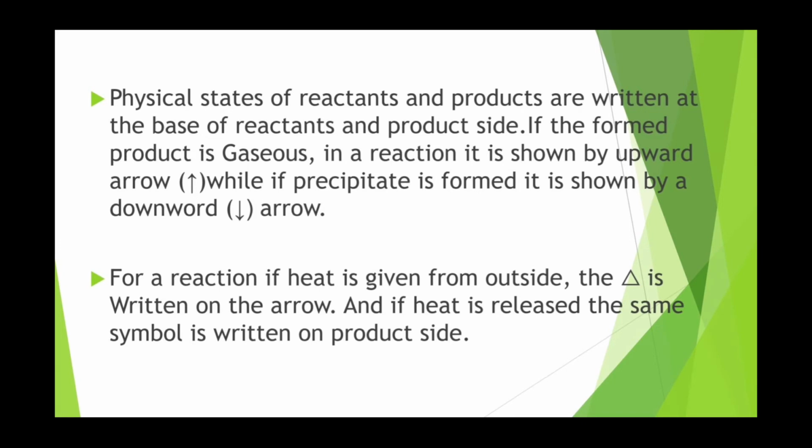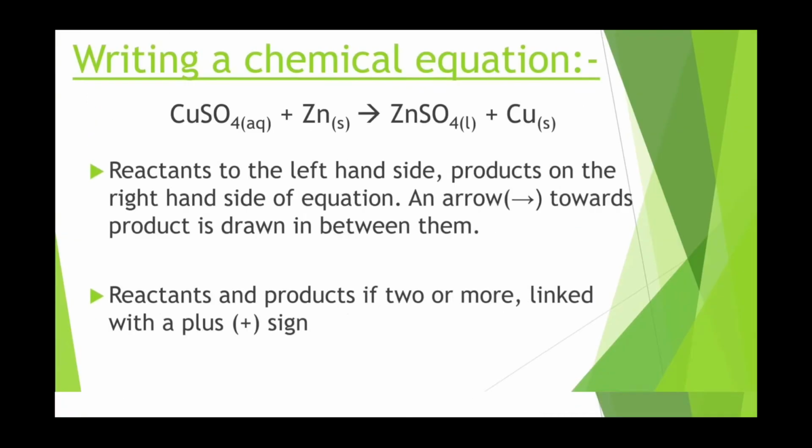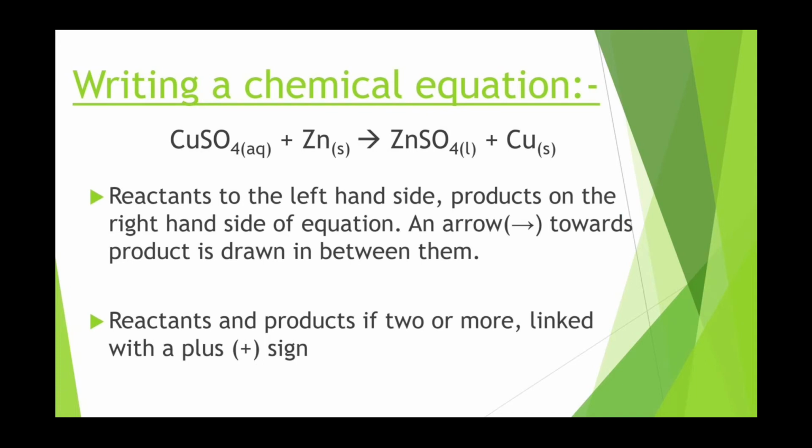Now, to make our chemical equation more informative, we have to show the physical states of reactants and products at the base of those reactants and products. We just have to symbolize aqueous, gaseous, solid, or liquid, whatever state it is, at the base of the reactant. For example, here we have taken the solution of copper sulfate and we have mentioned it as aqueous, that is aq. We have taken the zinc powder, it is in solid form, so we have mentioned s there.